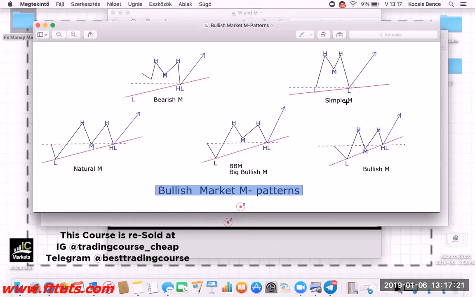You have the simple M when you have a first leg, so you have a low, you have highs, you have the middle, and the last leg came back to the same level where the first leg started, and it's connecting with the trend line, and it finds a strong support resistance zone as well.